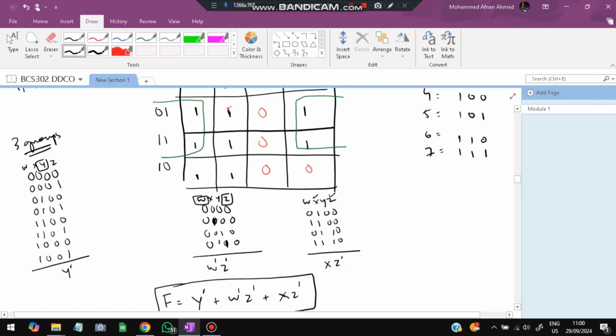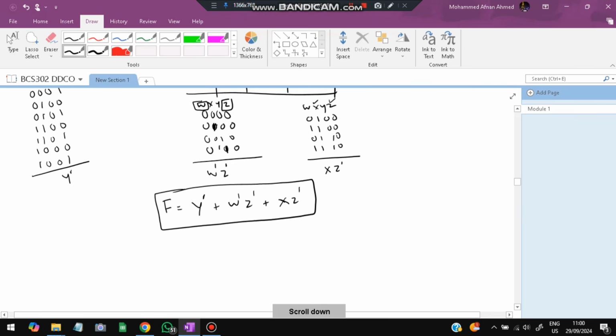If it is 1, you'll be writing it as such, and after that you will be adding up the three equations. Okay, this is how you solve a question using K-map.